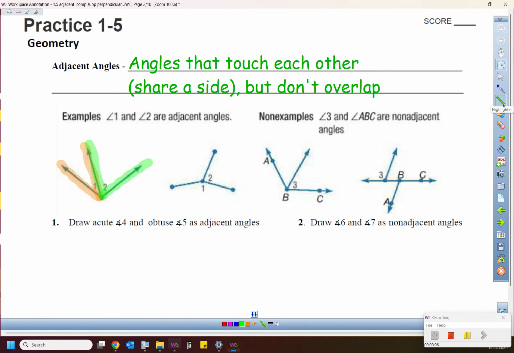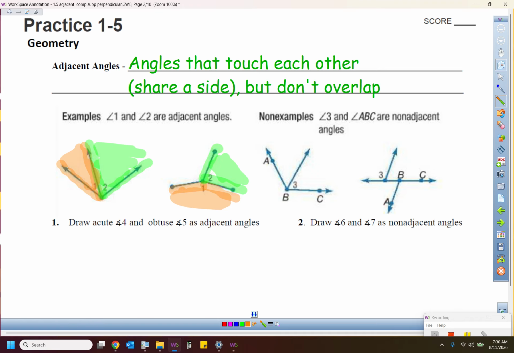So if I was to shade this guy in green and this guy in orange on the interior, nowhere did the orange interior shade overlap the green interior shade. And that'll be the same thing here. Here's some angles. There's an orange one, angle 1, and a green one, angle 2. Do you see they share a side? They totally touch each other, right? And if I was to shade in the inside, I never got orange shade over green shade. Those are called adjacent. They touch each other and they don't overlap.